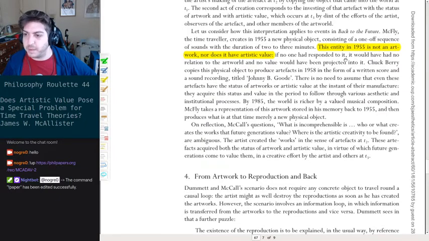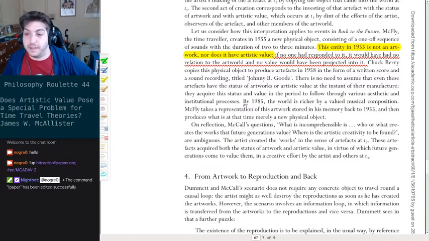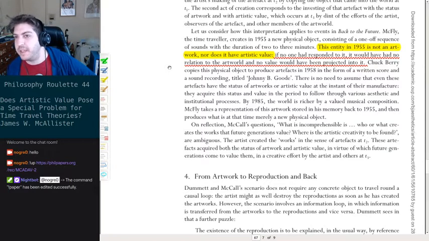If no one had responded to it, it would have no relation to the art world, no value projected into it. But that's exactly the case. This did happen, though, and it happened as it was happening. So this is a problem not for the time travel theory going on right now, but for the institutional theory, because it seems to disagree with the institutional theory.